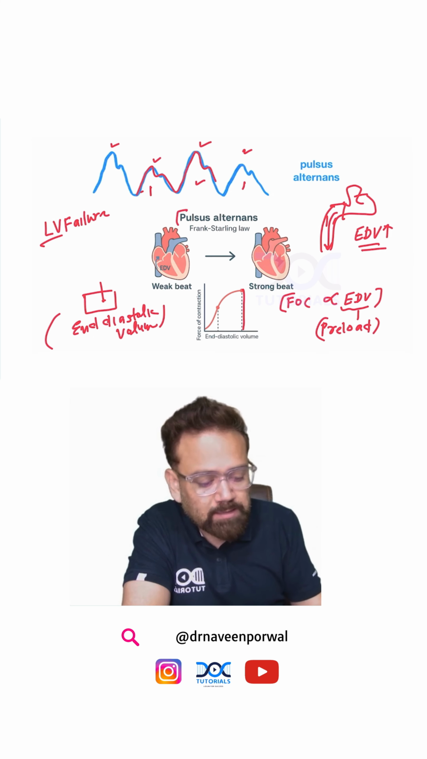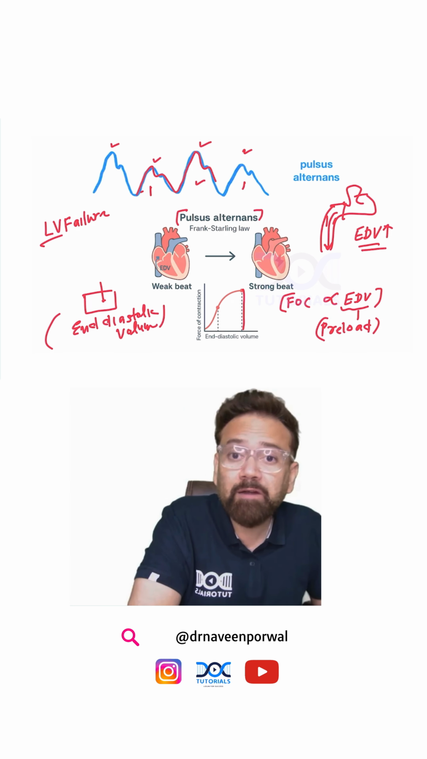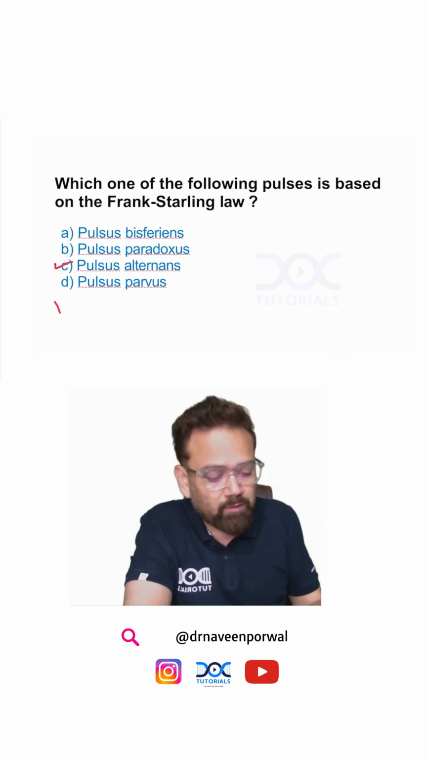It is called pulsus alternans, found in left ventricular failure, and this is proving what? Frank-Starling law.